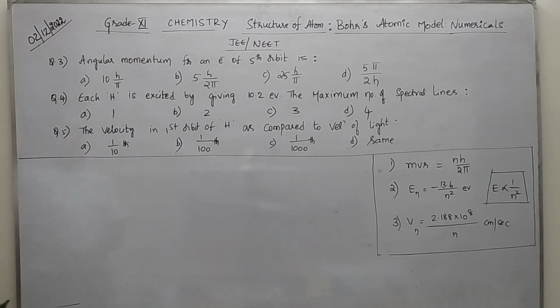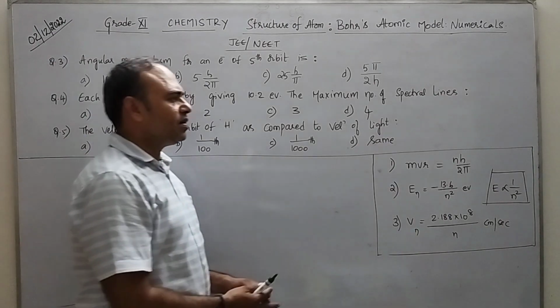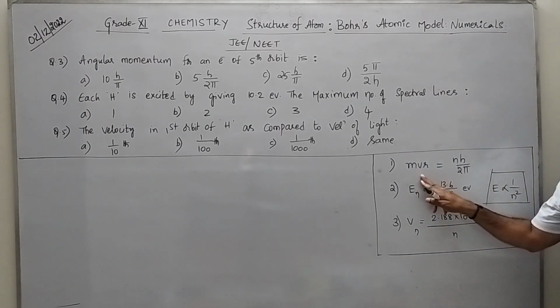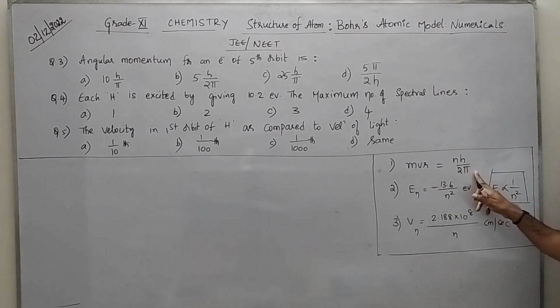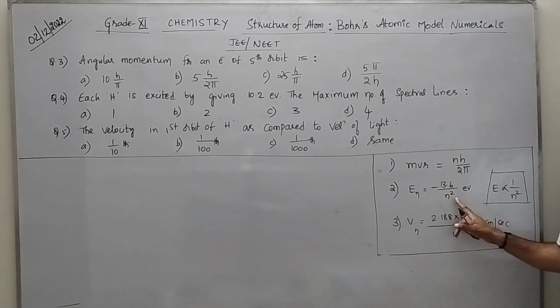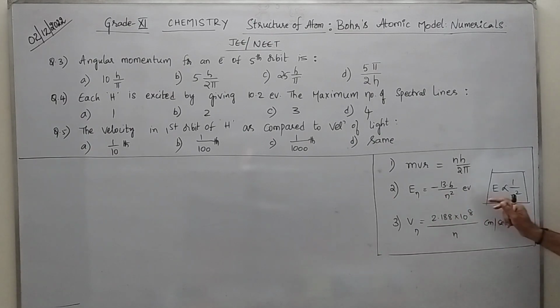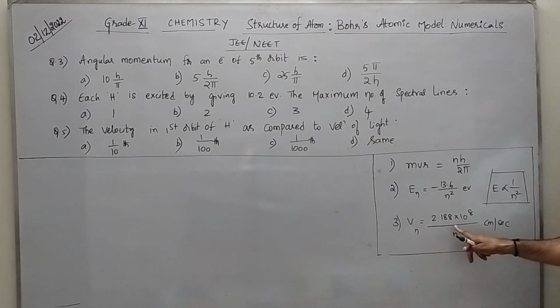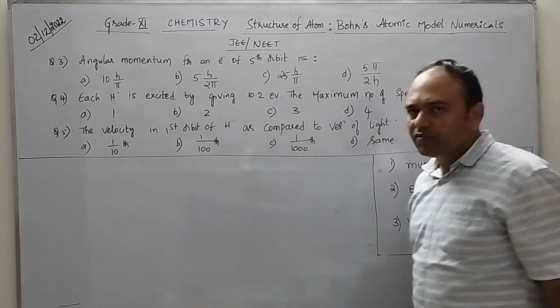Now let us see question number 3, 4, 5. First you observe the questions. Try to solve in less than 1 minute. I have given the formula. So if you recall, angular momentum mvr is nh by 2 pi. Energy in the initial state can be minus 13.6 by n square eV, which says that the energy is inversely proportional to n square. Velocity in the initial state is 2.188 into 10 power 8 by n in centimeter per second. Apply these formulas and try to solve.